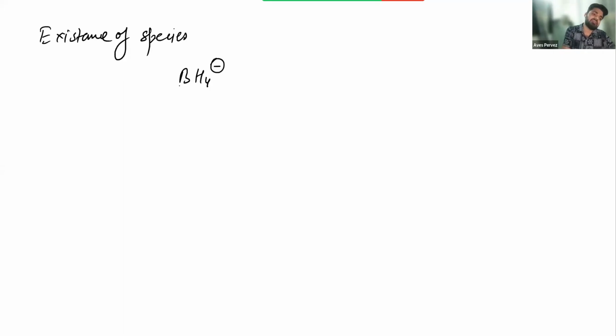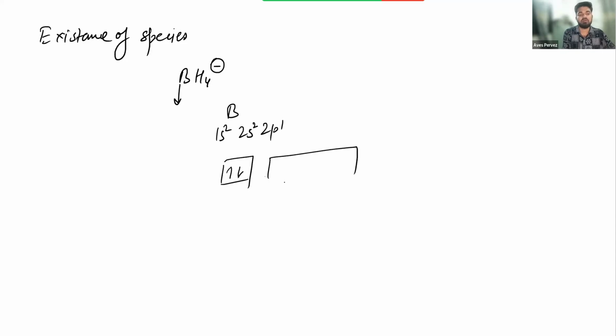Let's check the electronic configuration of the central atom. This is boron, and it has the electronic configuration 1s2, 2s2, and then 2p1. In the ground state it has 2 electrons in 2s and 1 electron in 2p, but when it is in the excited state, it is going to have this. Understood?